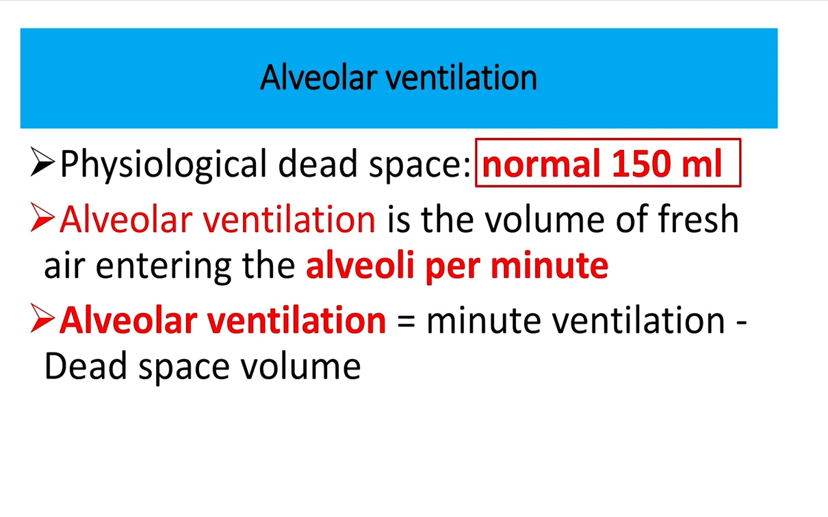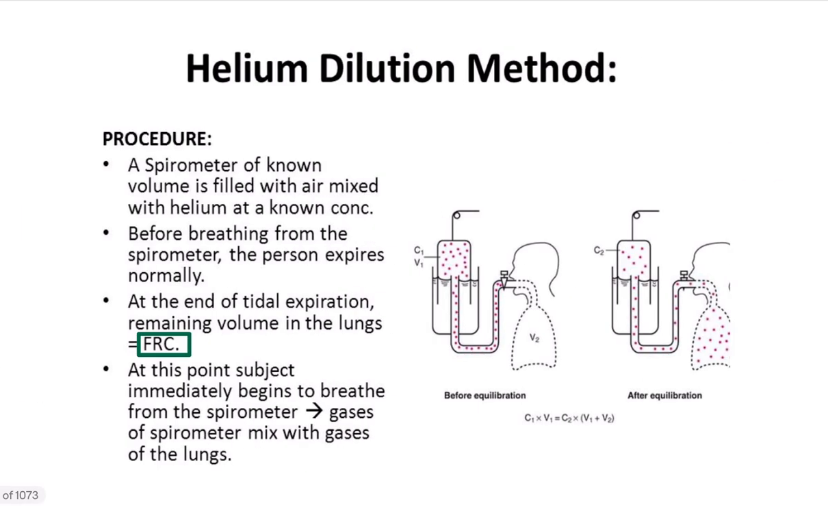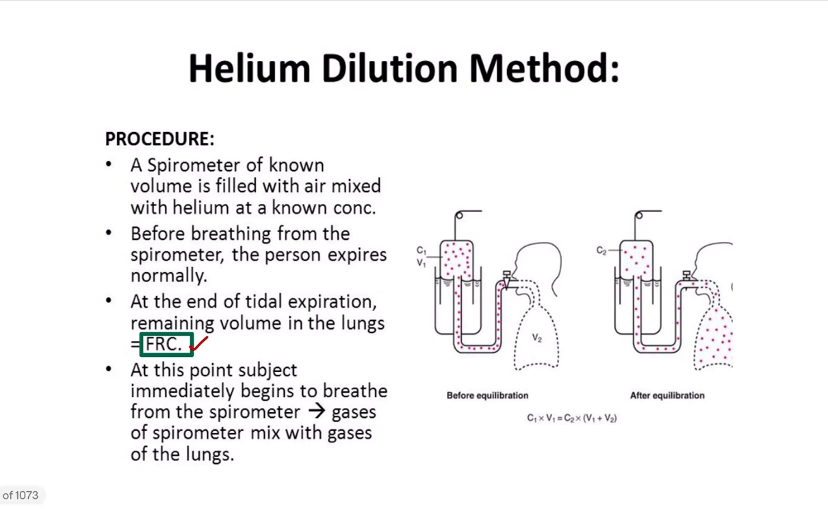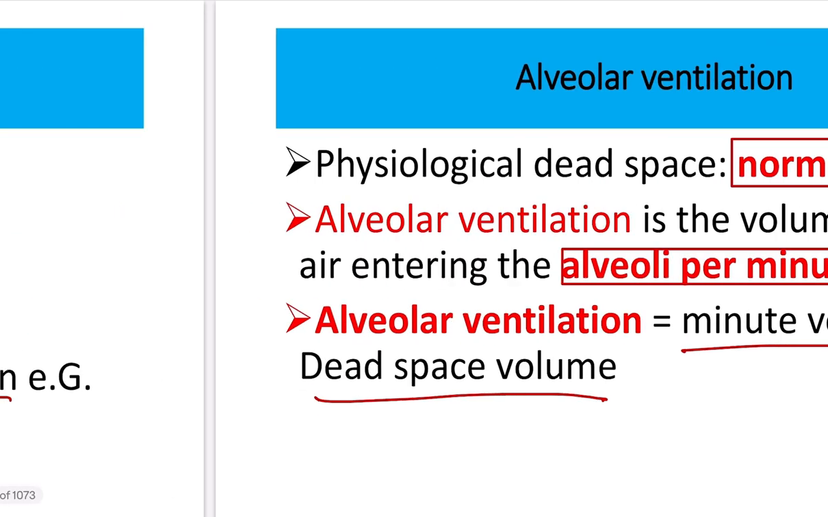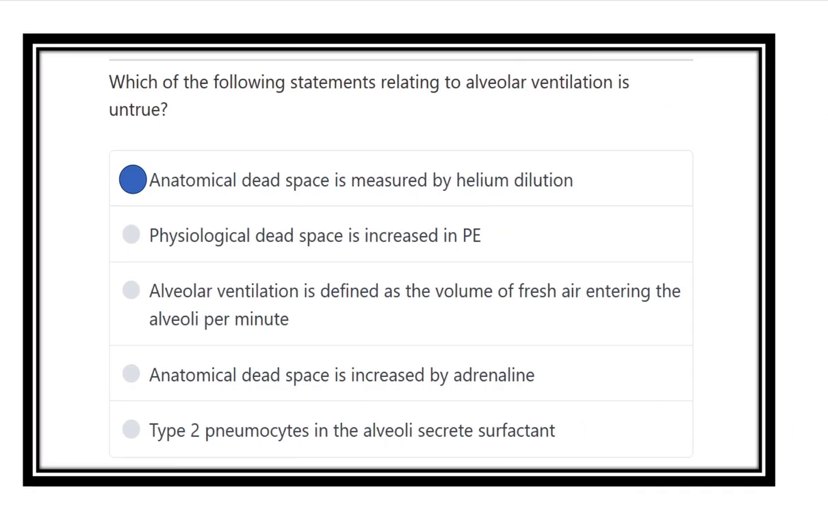And the alveolar ventilation is the volume of the fresh air that enters the alveoli per minute. So per minute, how many mL of air enter, it is known as the alveolar ventilation. So alveolar ventilation is equal to minute ventilation minus dead space ventilation. And this is the helium dilution method, and with the helium dilution method we can measure the functional residual capacity. But anatomical dead space is measured by the Fowler method.